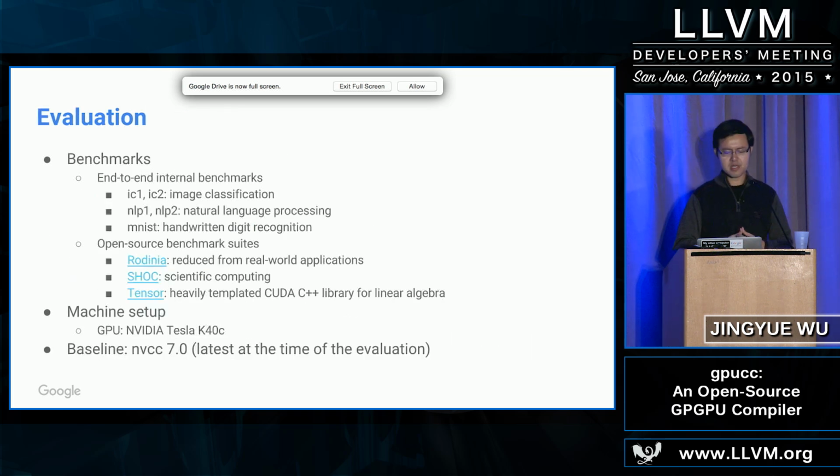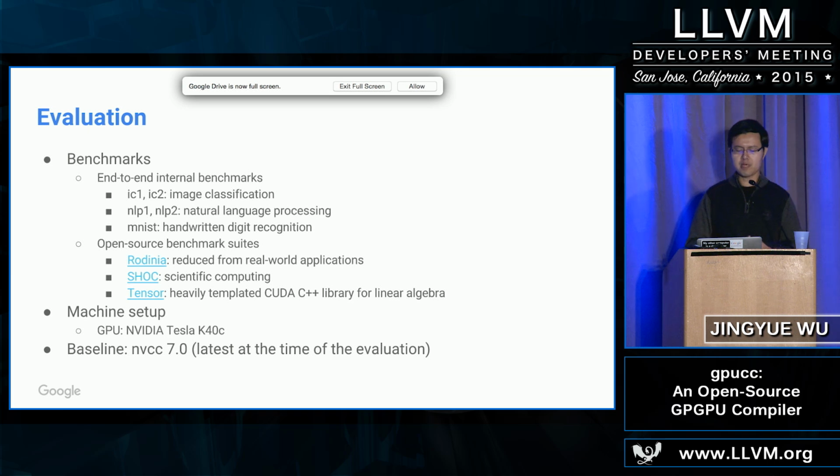Okay, so finally, let's talk about some evaluation results. We picked 5 end-to-end internal benchmarks. IC1 and IC2 are image classification. NLP 1 and 2 are for natural language processing, and MNIST is handwritten digit recognition, very well known. They're all machine learning workloads, by the way.